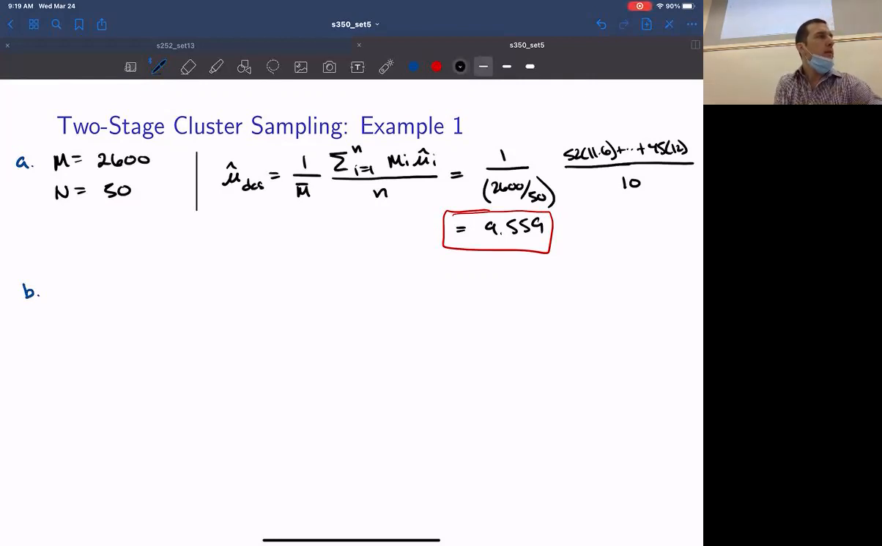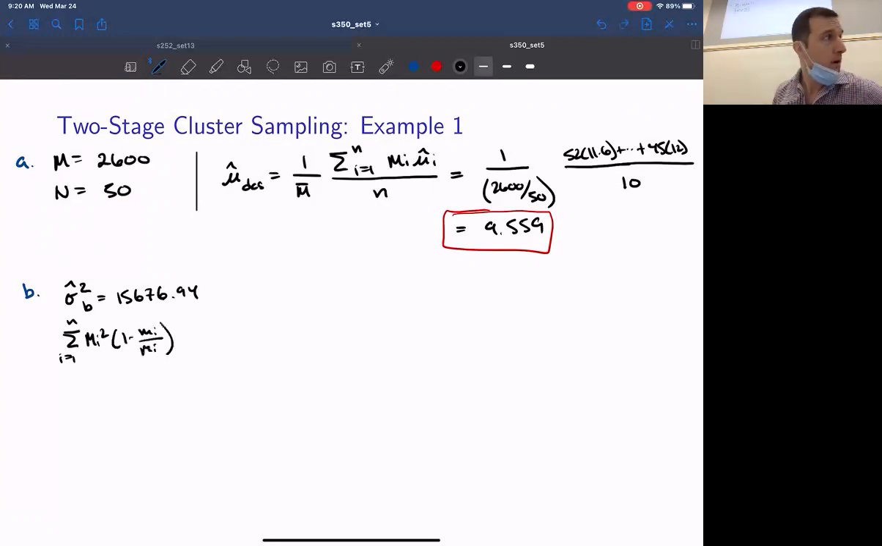All right, in part B, we want to estimate the variance within each of the clusters, or the variance of our mean estimator. We are told that sigma hat squared little b is equal to 15,676.94, and the sum from i equals 1 to n of the mi squared times one minus mi over capital Mi of the sigma hat i squared over mi is equal to 4,713.199.